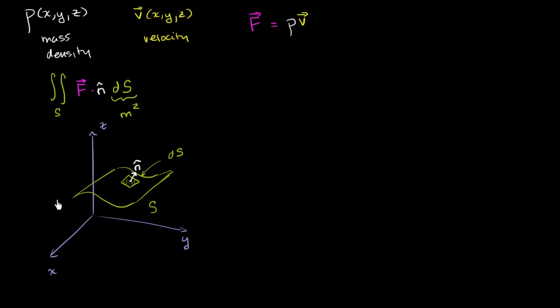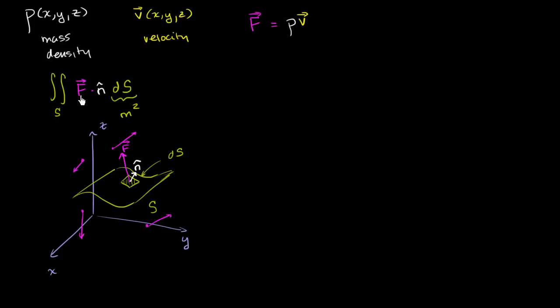And f is defined throughout this three-dimensional space. You give me any x, y, z, I'll know its mass density, I'll know its velocity, and I'll get some f. I'll get some f at any point. At any point in three-dimensional space, including on the surface, including right over here. So right over here, f might look something like this. So that is f right at that point.